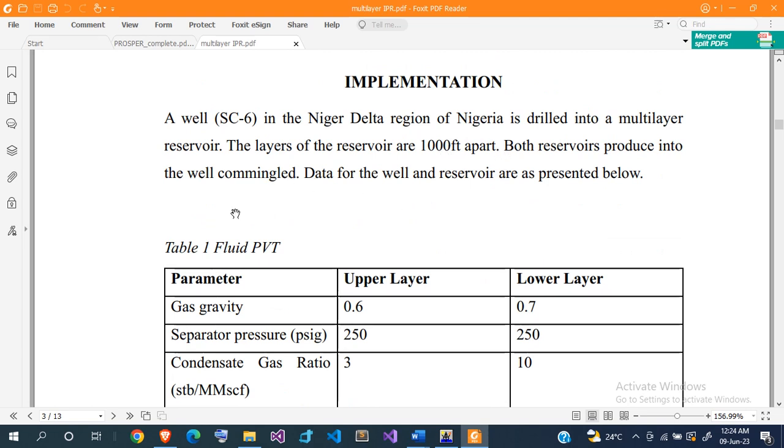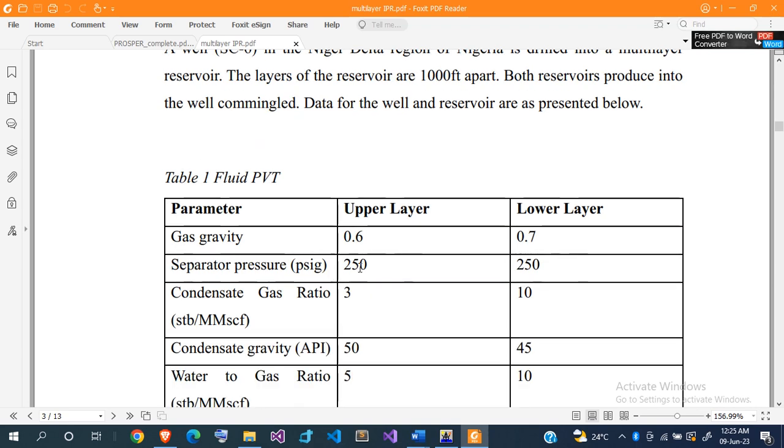What that means is they produce through a single tubing. Both reservoirs drain into the well, and then they are produced from a single tubing at the surface. The tubing is linked to the flow head, the choke manifold, and then a single separator. If you look at this data, you discover the separator pressure is the same for both, of course, because it's a single separator separating the fluid coming in.